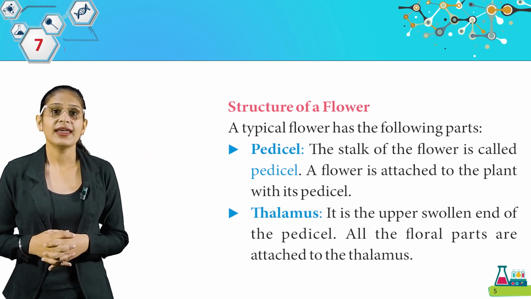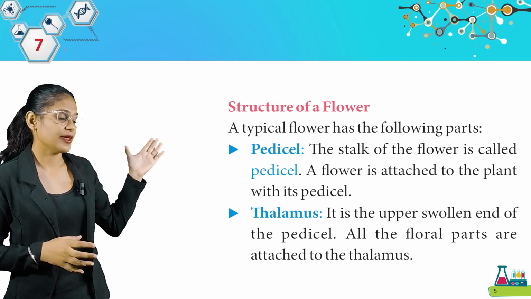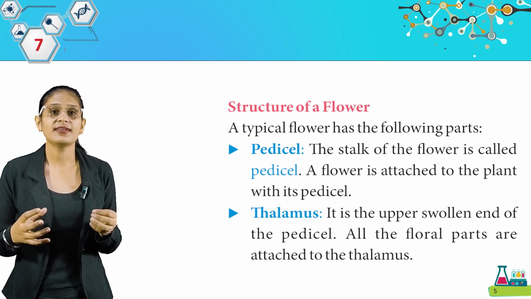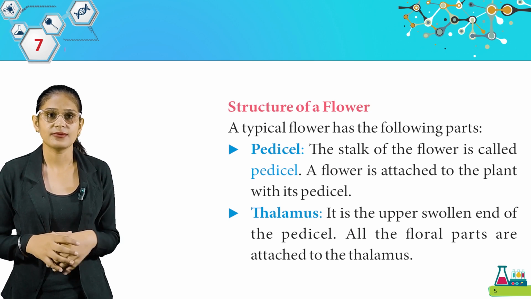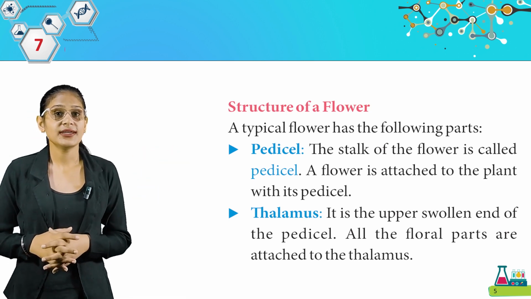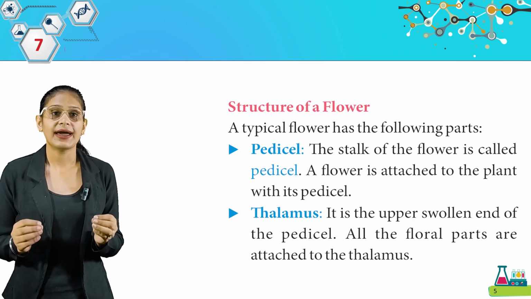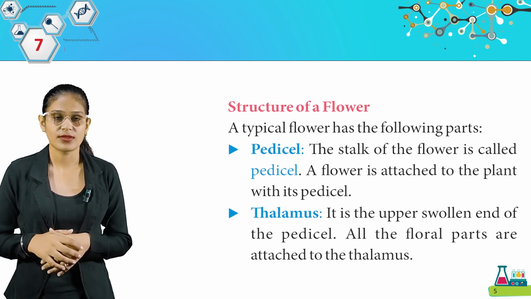A typical flower has the following parts. The first we have pedicel. The stalk of the flower is called pedicel. A flower is attached to the plant with its pedicel. Then we have thalamus. It is the upper swollen end of the pedicel. All the floral parts are attached to the thalamus.